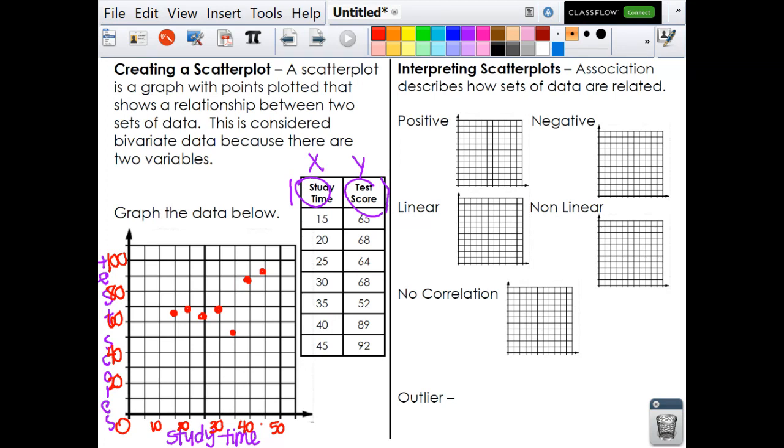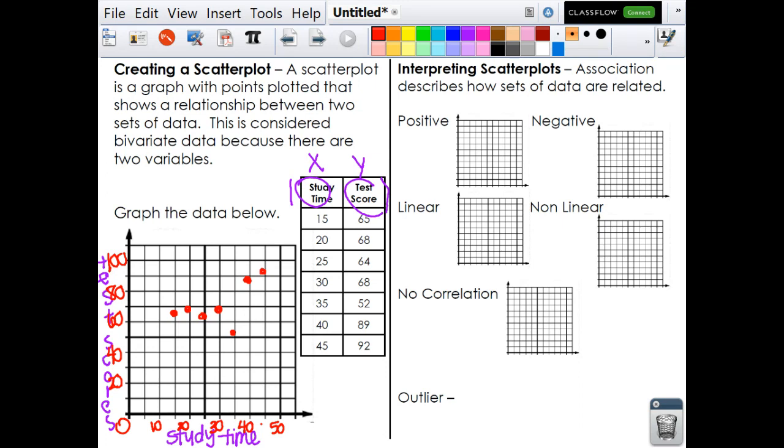Anybody have questions on how to create a scatter plot? We're good with this? It's pretty simple, right? We're just plotting points. It's not always going to look like a line, okay? Right now, if I was to say, what's the relationship between study time and test score? Well, until we get up to 40, there's not really a difference, right? After 40 minutes, it seems to make a big difference, but before that, it doesn't really seem to differ very much. So we're going to start drawing conclusions from our scatter plots.